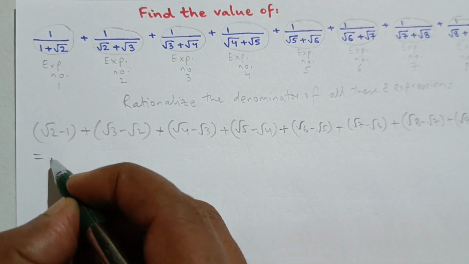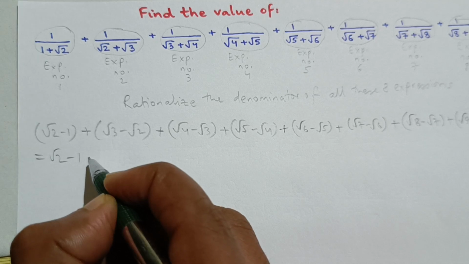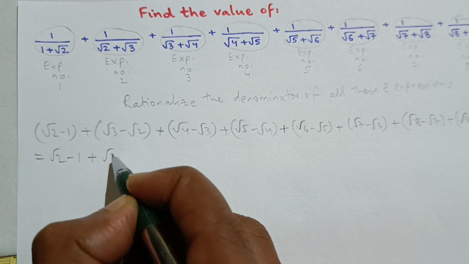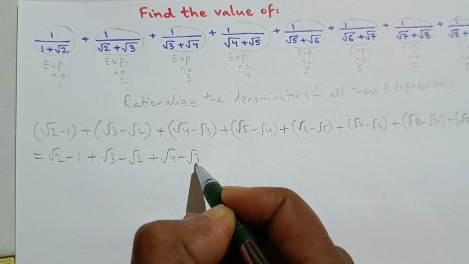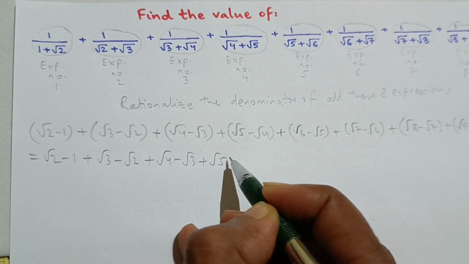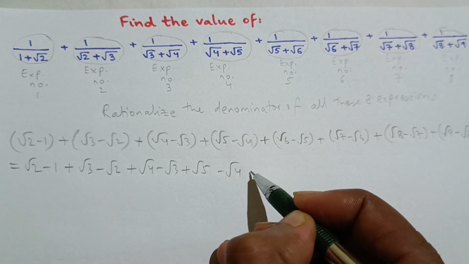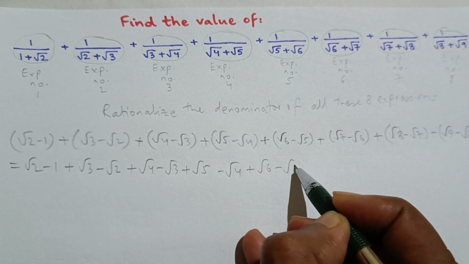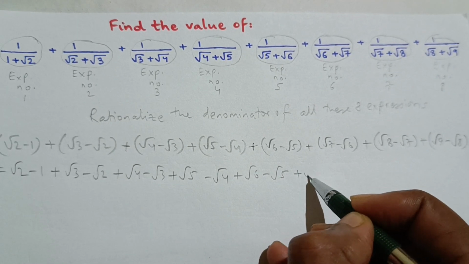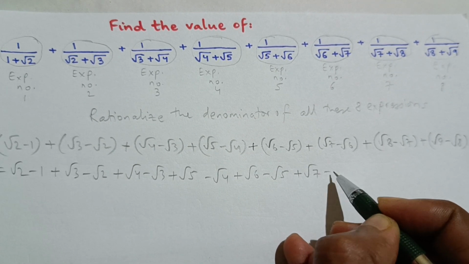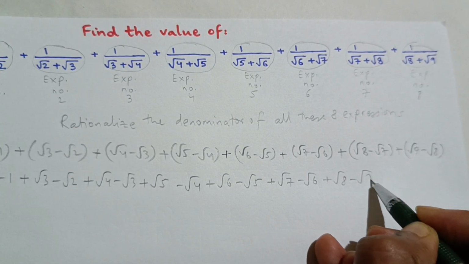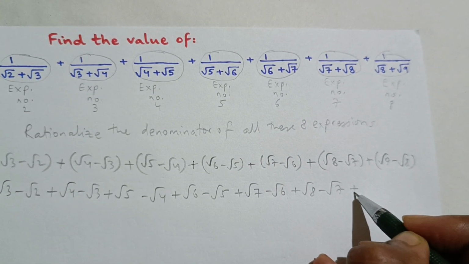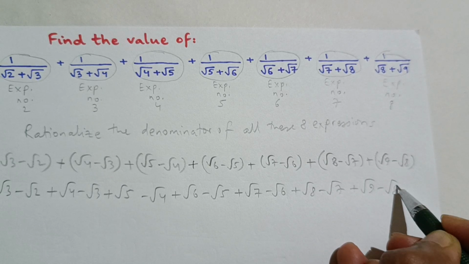Remove the brackets. So square root of 2 minus 1 plus square root of 3 minus square root of 2 plus square root of 4 minus square root of 3 plus square root of 5 minus square root of 4 plus square root of 6 minus square root of 5 plus square root of 7 minus square root of 6 plus square root of 8 minus square root of 7 plus square root of 9 minus square root of 8.